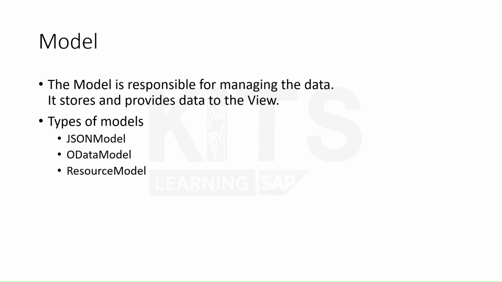Start with the model. The model is responsible for managing the data. It stores and provides data to the view. This API supports multiple types of models such as JSON model, OData model and resource model. So JSON model is for local or mock data. It is like JSON values. It can be declared in our code itself, mostly in the controller or Component.js file. You can also set it up in the model file and configure it in the manifest.json file.